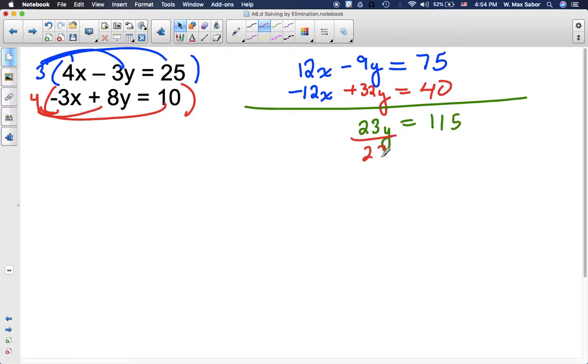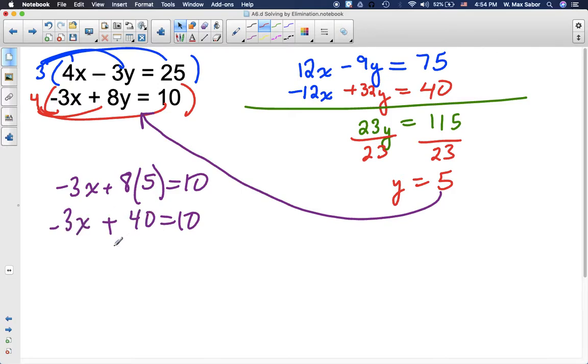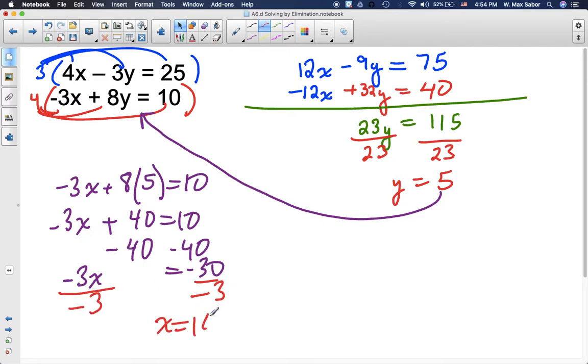Dividing by 23 on both sides gives y equals 5. Now, it's just the same as all the other systems. We're substituting it back in. 8 times 5 is 40. Now we subtract 40 from both sides. And lastly, divide by negative 3. So our solution here is 10, 5.